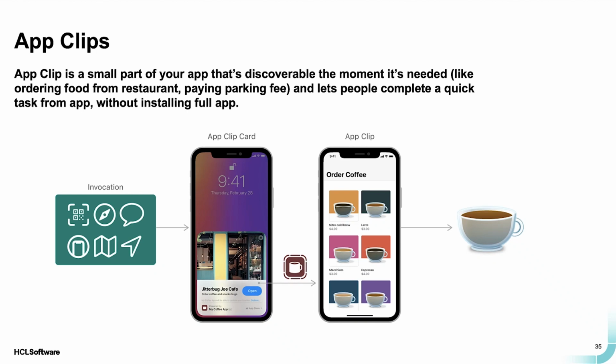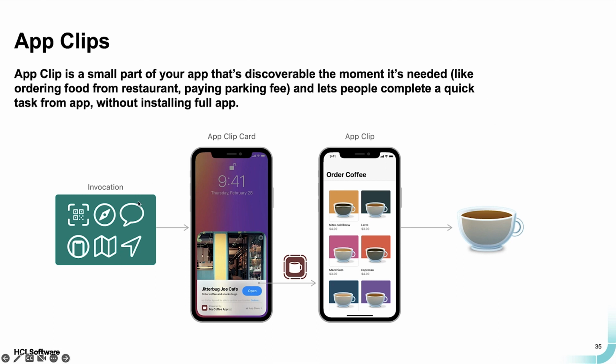App clip is another feature that we are very excited to announce. App clip is another capability that iOS came with recently, where you can show or download or use a part of your application without actually downloading the full application. So basically, think of it as a one-time, one task kind of app, right? I'm at a restaurant, I want to order food, I just scan a code and I'm ordering my coffee, or I'm at a parking lot, I'm scanning a barcode and then paying my parking fee. So it basically lets people complete a quick task from the app without actually installing the full app.